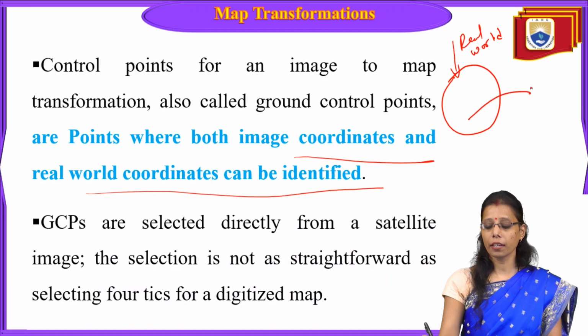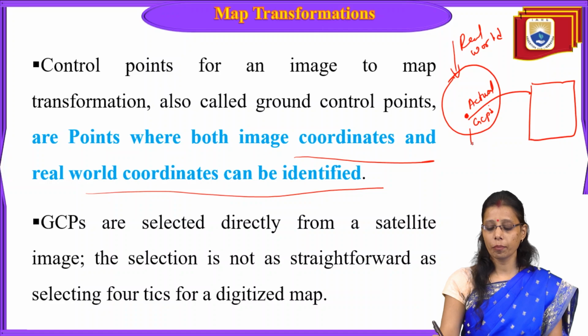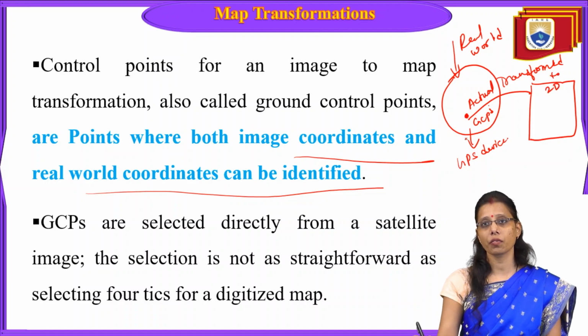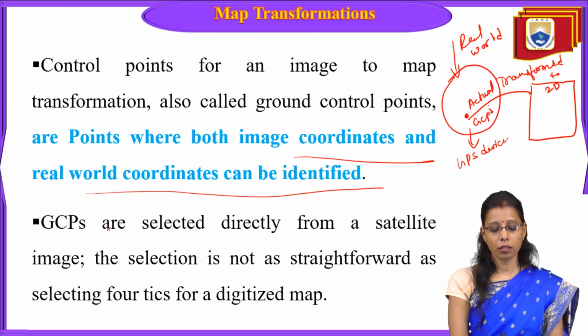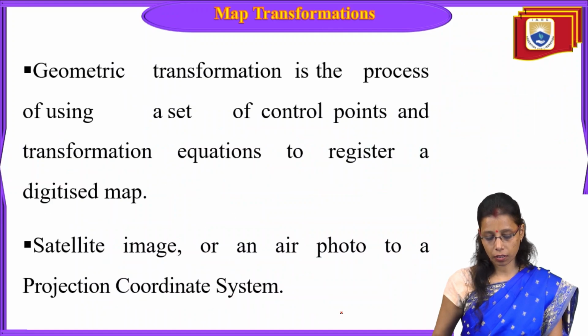So here you have the real world. This coordinate, if you want to assign here, suppose here is a ground control point, an actual GCP. It is recorded by the GPS device. Okay. The same thing should be transformed to 2D, and these real world coordinates can be identified. The GCPs are selected directly from a satellite image. The selection is not as straightforward as selecting points for a digitized map.